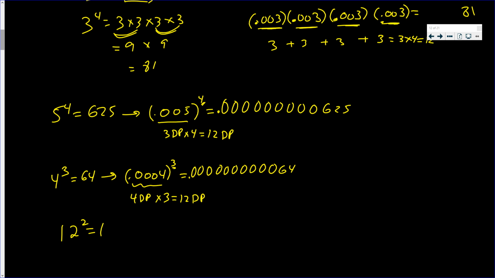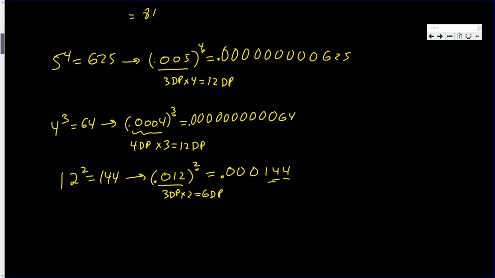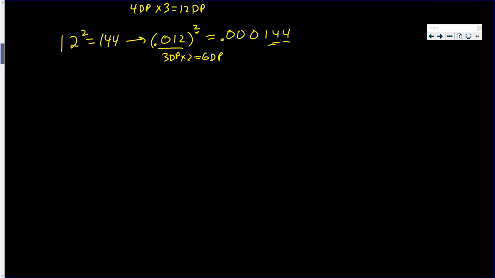12 squared is 144. So how much is 0.012 squared? Well, this is 3 decimal places times the 2. So our answer is going to be 6 decimal places. And it's going to end in 144. Well, that's 3 digits. 4, 5, 6. Now I have a 6 decimal place number. I want it to be this easy for you guys. It's not hard at all. Just understand it.